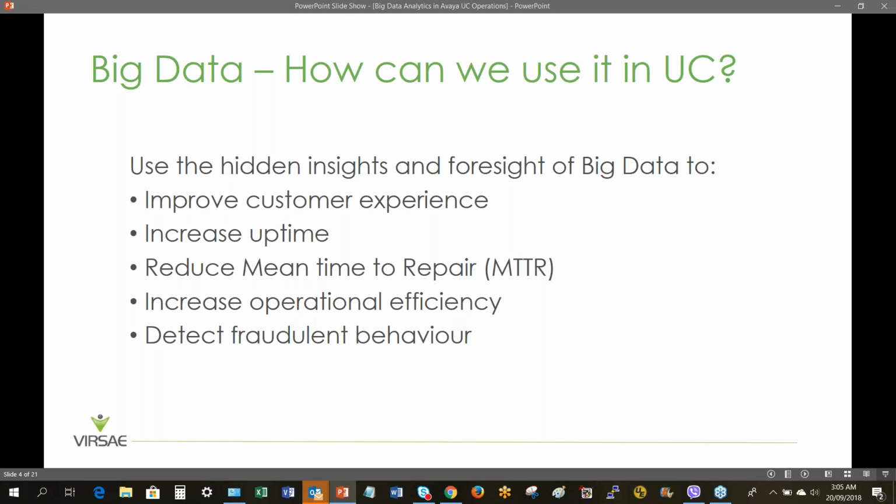Of course, we can use it to increase the uptime of our platforms, and strive towards that 100% availability. Reduce mean time to repair, increase our operational efficiency, so enable us to do more. It gives us tools to make us more efficient, enabling us to do more in our day jobs. And of course, increasingly detect fraudulent behavior or security problems.